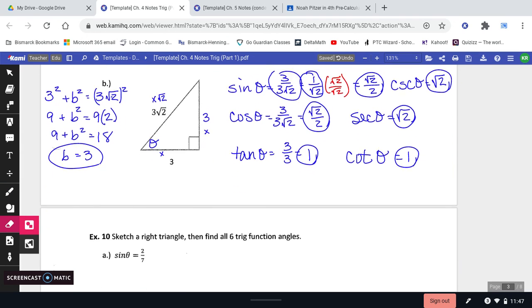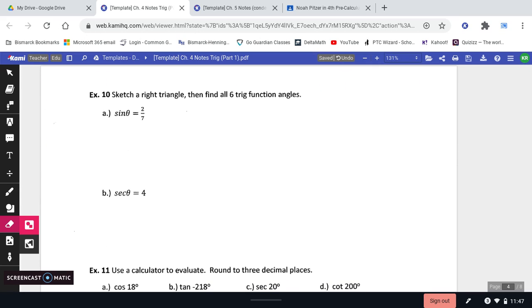So, okay, 10 and 11. Example 10 is similar to the previous example, but instead of giving you a triangle to work off of, you're just given a statement. So this is sine is 2/7. Well, remember sine is opposite over hypotenuse.